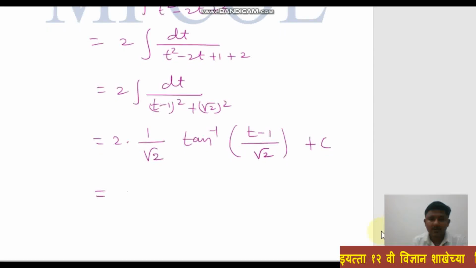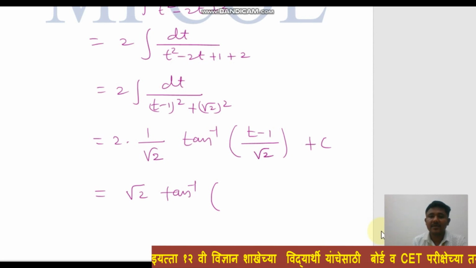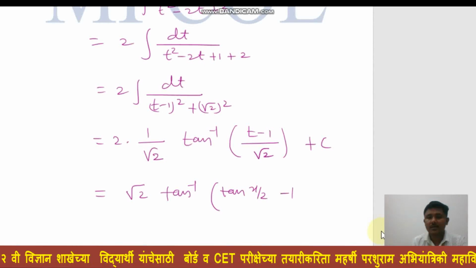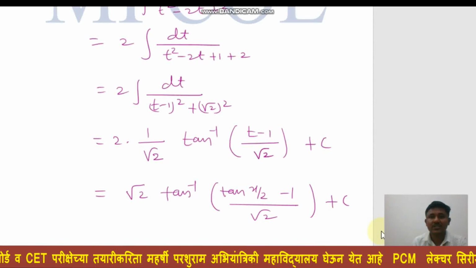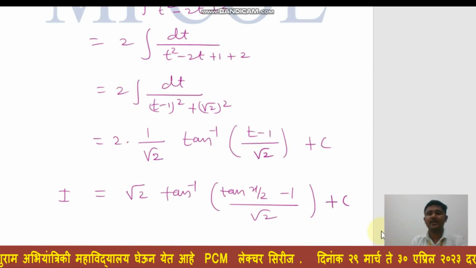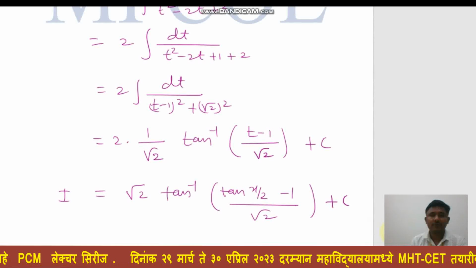So this will be root 2 tan inverse, t means tan of x by 2 minus 1 upon root 2 plus c. So this is the required answer that we are interested for, integral dx upon 2 plus cos x minus sin x. Thank you very much.